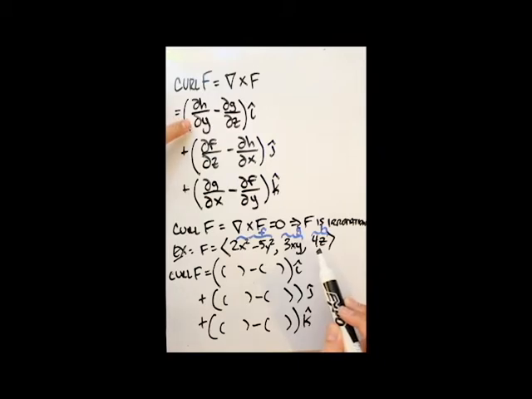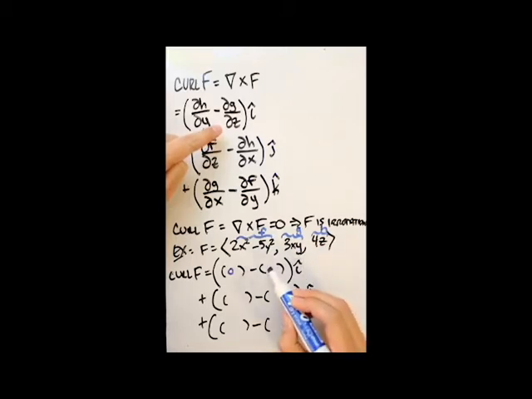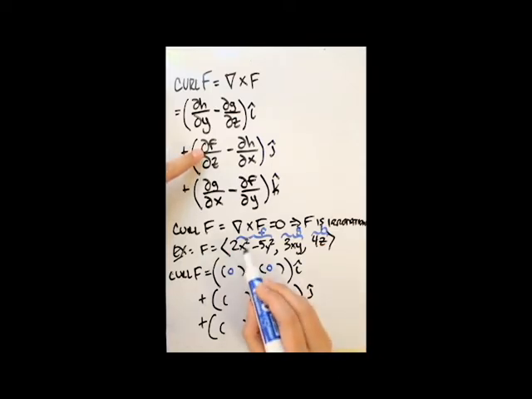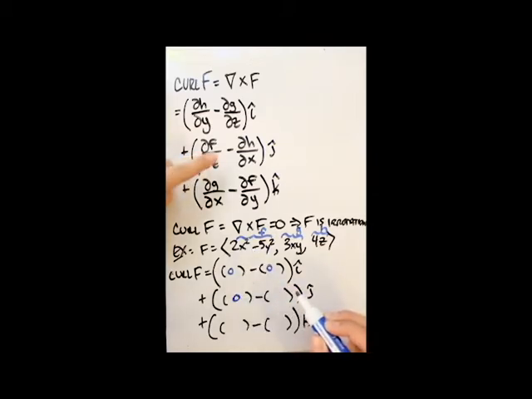So h with respect to y, there is no y, so this is 0. Okay, let's use blue just to make it stand out a little bit more. The partial derivative of h with respect to y, there is no y, this is 0. Minus the partial derivative of g with respect to z, there is no z, so that's 0. Now we move on to the second component. Partial derivative of f with respect to z, there is no z, so this is also 0. Minus the partial derivative of h with respect to x, no x's, this is 0.